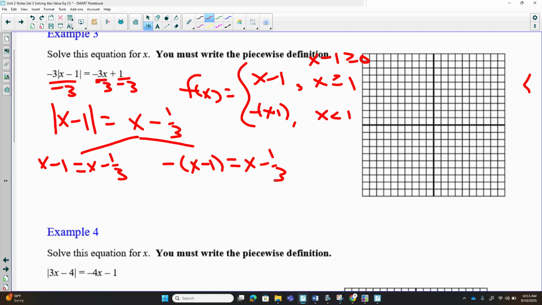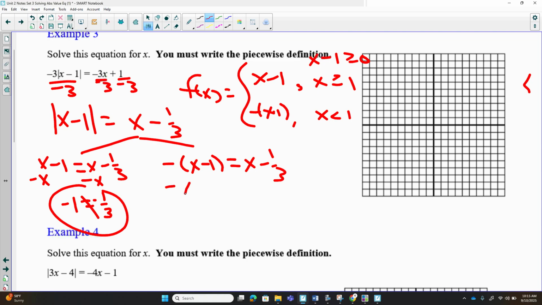I know some of you guys multiplied this by 3 to get rid of your fraction. But I'm noticing the x's are the same here. What happens when I subtract x from both sides? They go away. So that side has no solution. You could have multiplied by 3. You're still going to get 3 and negative 3. It's going to go away. It doesn't turn into 0. It's gone. Okay? Boom. Disappeared.